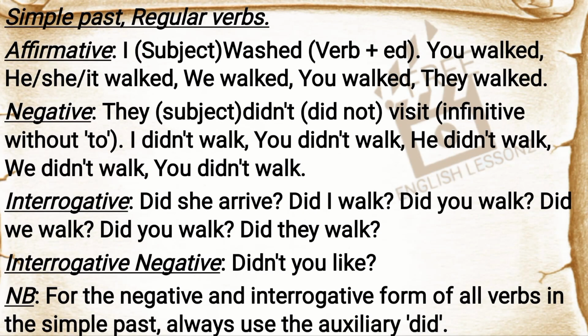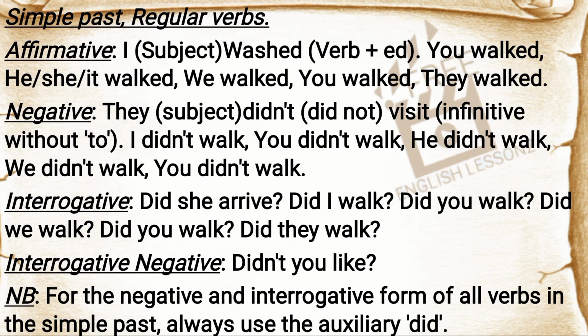Simple past, regular verbs. Affirmative: I, subject, washed, verb plus ed. You walked, he, she, it walked, we walked, you walked, they walked. Negative: They, subject, didn't, did not, visit, infinitive without to. I didn't walk, you didn't walk, he didn't walk, we didn't walk, you didn't walk. Interrogative: Did she arrive? Did I walk? Did you walk? Did we walk? Did you walk? Did they walk?